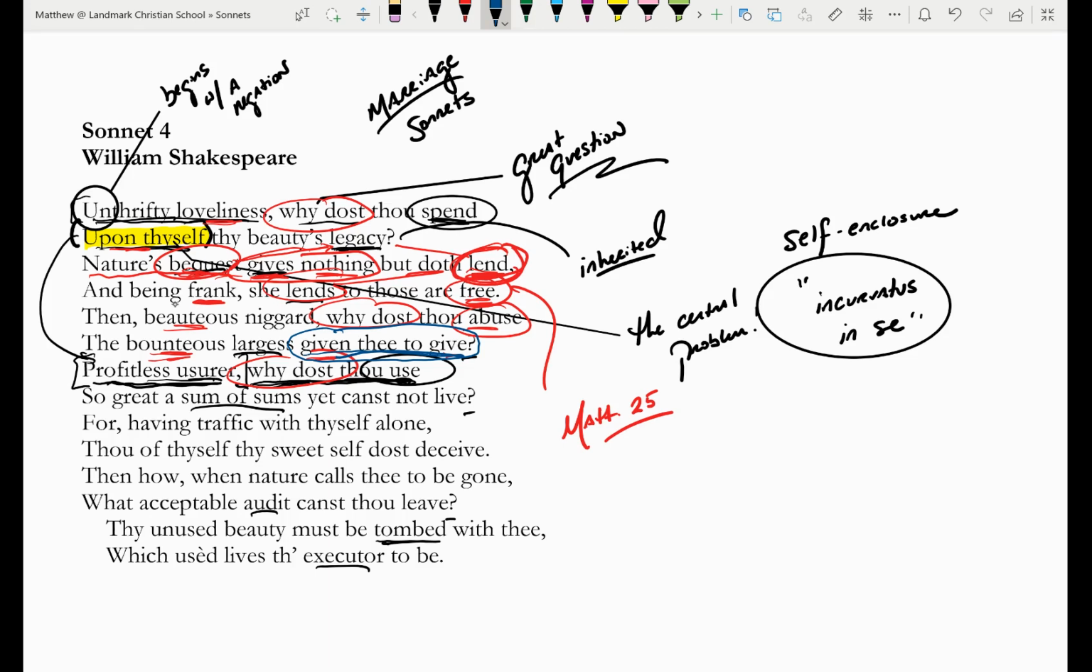And notice too, beauteous niggard, which is another word for a miser, somebody who's being stingy. The bounteous largesse, profitless usurer, all of these terms are really unnecessary. We've established the young man's situation, and yet Shakespeare keeps loading these lines with all of these multiple syllables, all clumped together in reference to the young man, so that what remains is a fairly direct indictment of what he's been doing, but it's also a very limited one. We only have a few syllables left for the accusation because of how much space and time is being hogged by these terms.